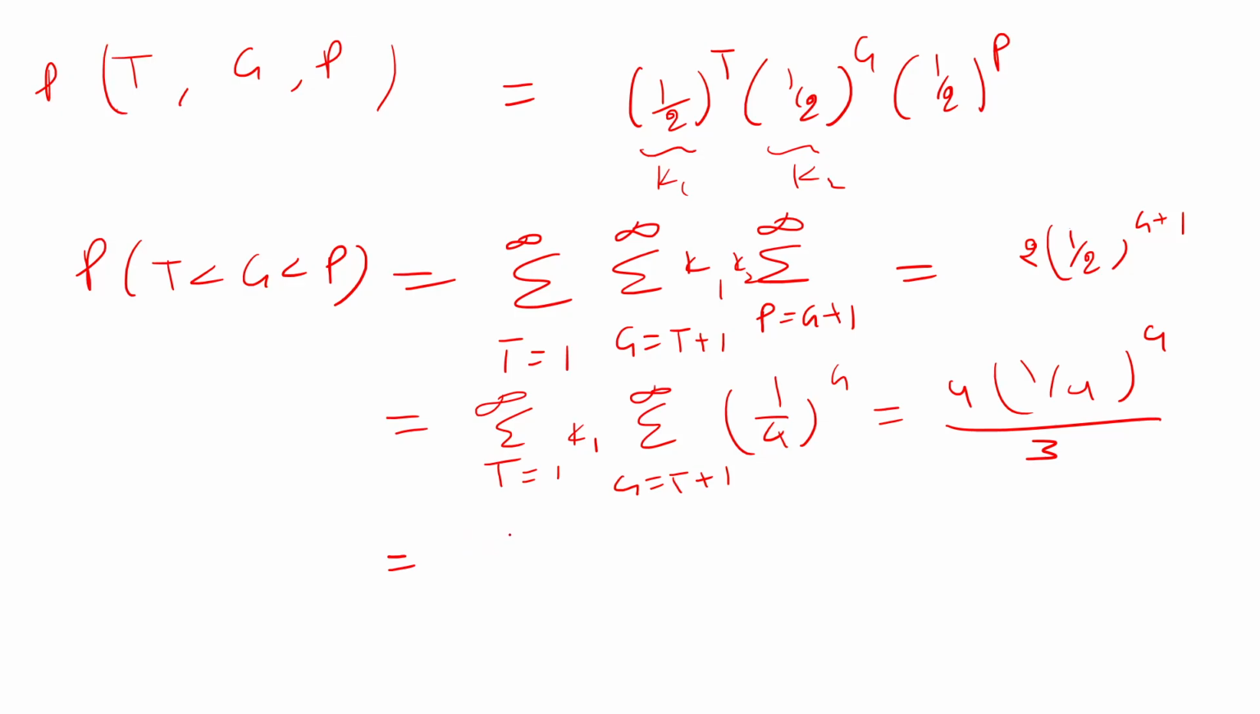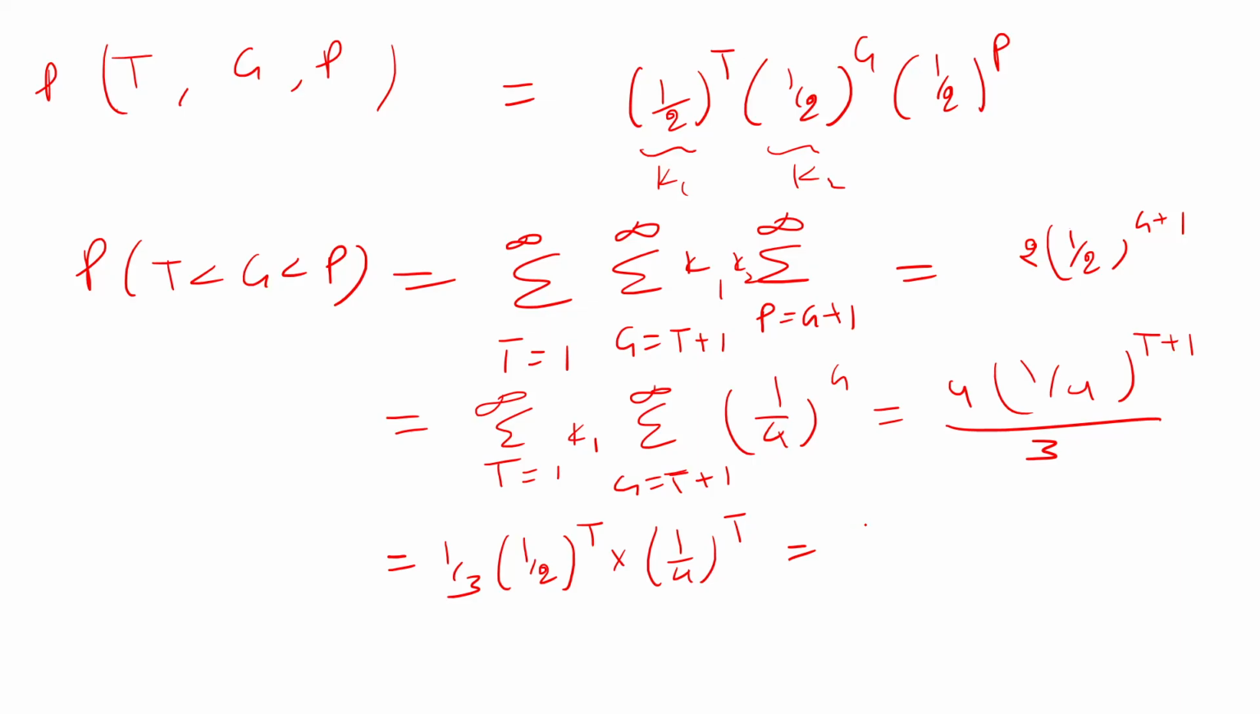So now we have half. Okay, so the G starts with T plus 1. So the first term is T plus 1. Okay, so here the first term is half to the power T into 4 by 3, so into 1 by 4 to the power T into 1 by 3. I do hope. I already know the answer, so let's see.